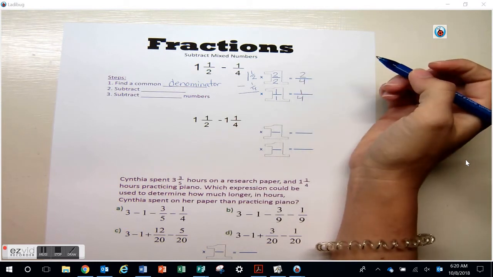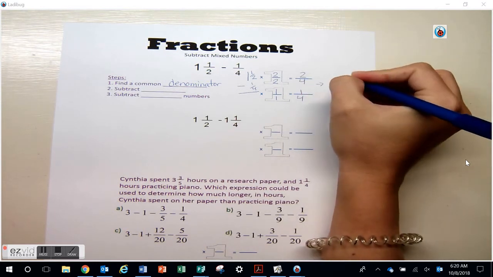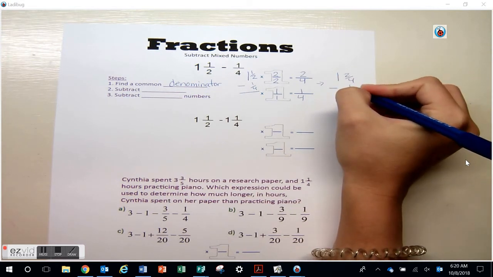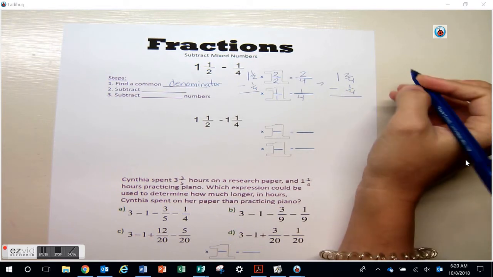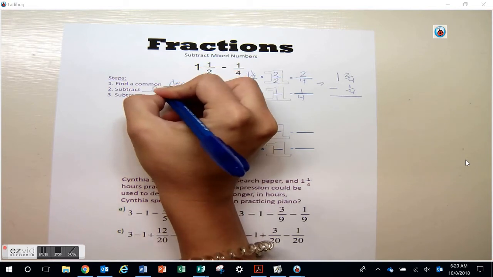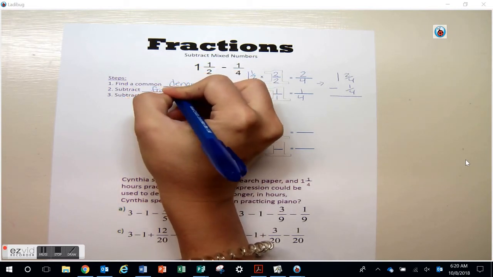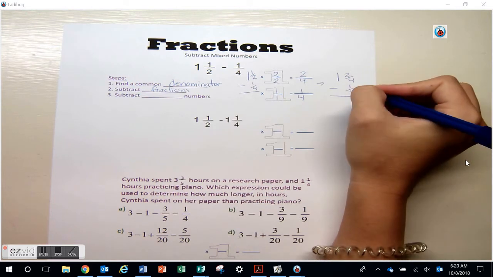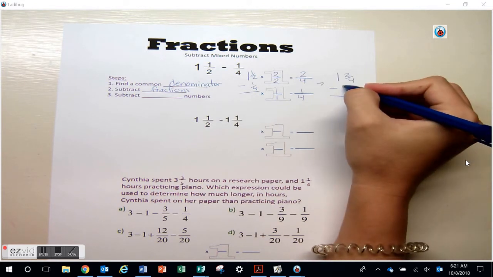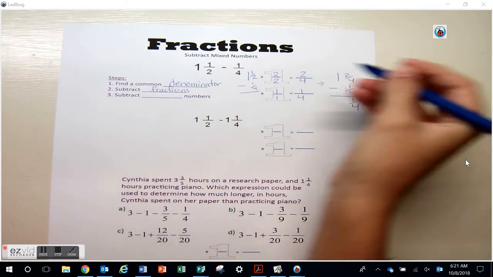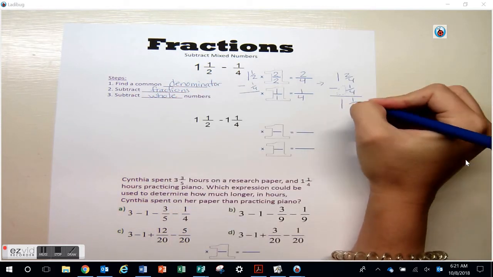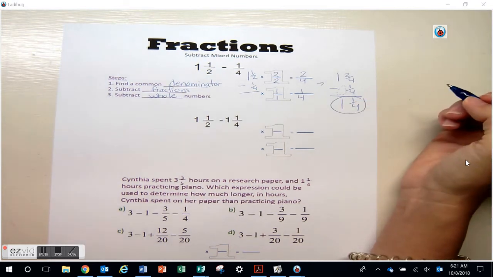So now I'm going to rewrite my problem with 1 2/4 minus 1/4. Then the second part is to subtract the fractions. So 2/4 minus 1/4 gives me 1/4. 1 minus, I'm going to put a little 0 here. We're going to subtract the whole numbers next. 1 minus nothing gives me 1. So here I have 1 1/4.